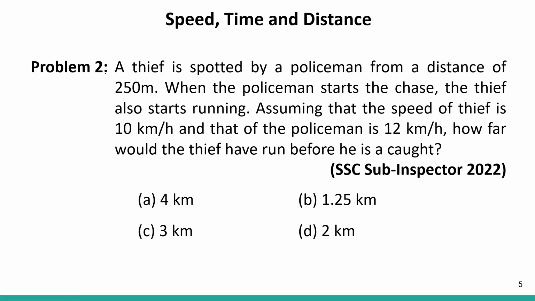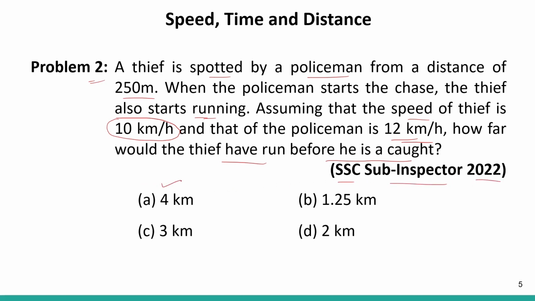So let's see problem number 2. A thief is spotted by a policeman from a distance of 250 meter. When the policeman starts the chase, the thief starts running. Assuming that the speed of the thief is 10 kilometer per hour, and that of the policeman is 12 kilometer per hour, how far would the thief have run before he is caught? This question has been asked in the SSC Sub Inspector 2022 paper.